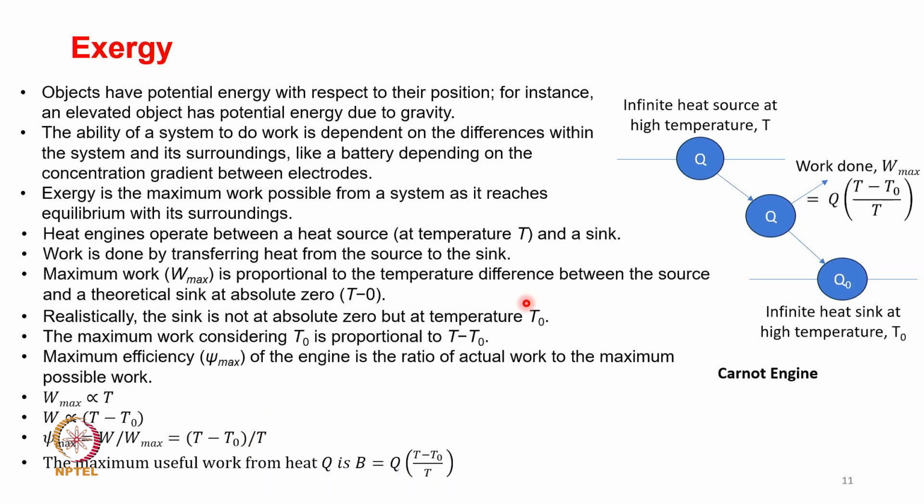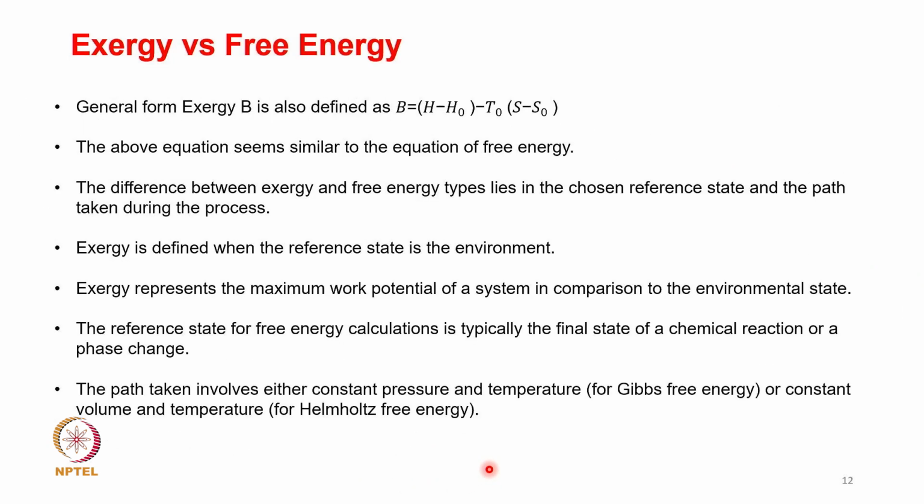And if you recall the Carnot engine, right? So this is the temperature gradient. You will have to multiply with the heat value. So the maximum useful work from a heat Q is B equal to Q times (T naught by T minus T naught by T). So this is how we compute exergy.